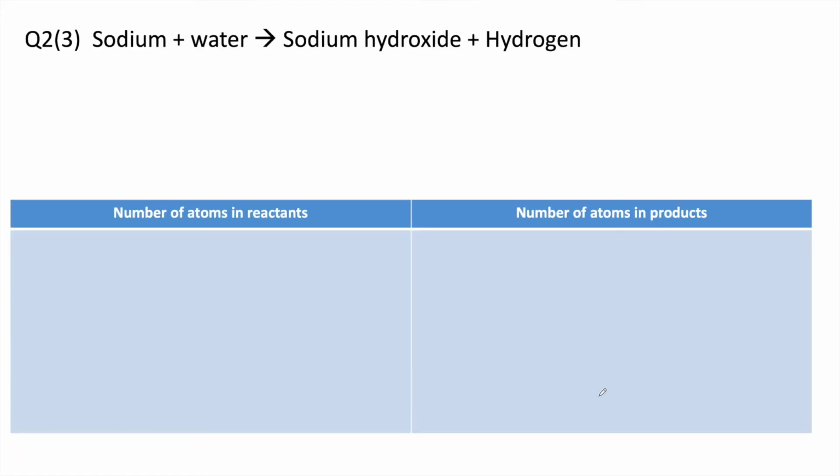Next question. Sodium plus water gives sodium hydroxide plus hydrogen. Very simple equation. Sodium, it's Na. Water, it is H2O. Gives sodium hydroxide, NaOH, plus hydrogen, that is H2.